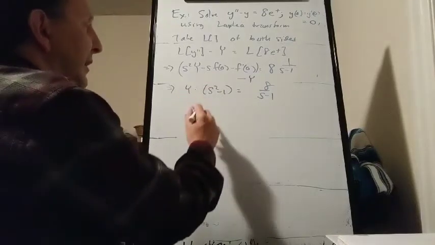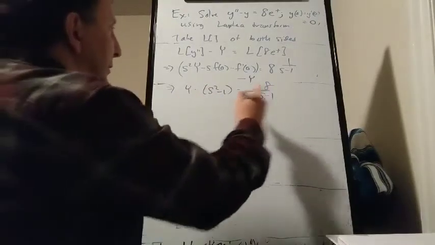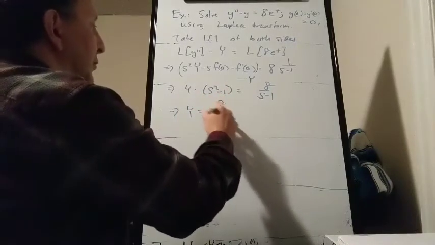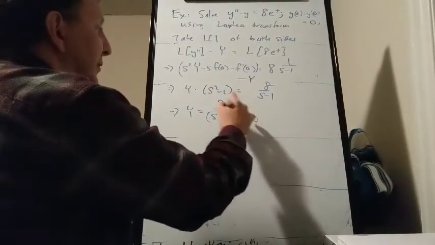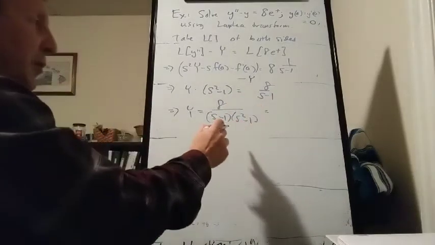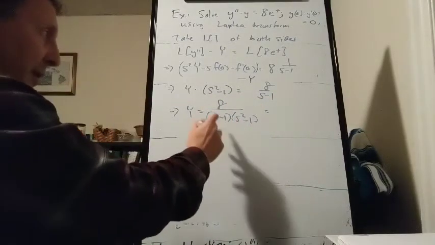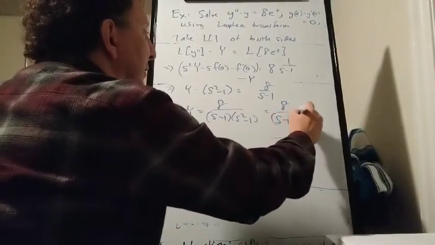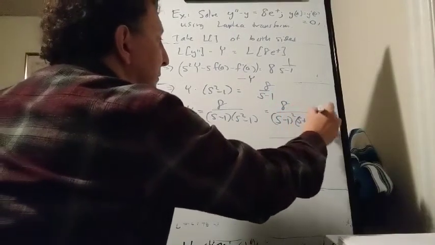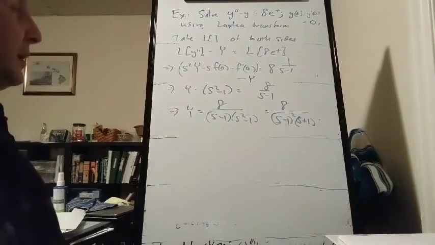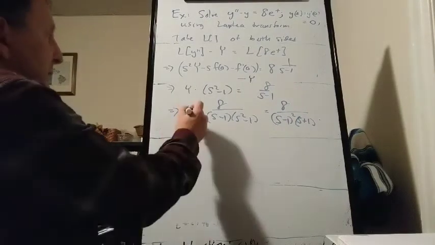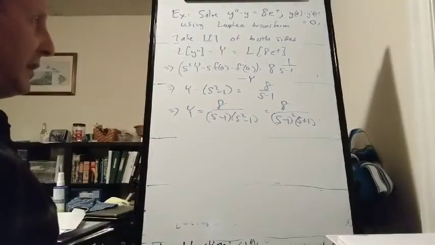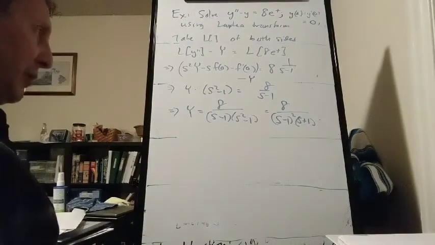So dividing by s squared minus 1, we have Y equals 8 over s minus 1 times s squared minus 1. S squared minus 1 is s plus 1 times s minus 1. So we're going to have two s minus 1s here: s minus 1 squared, s plus 1. Alright, now, so we've solved for Y, but we need to use partial fractions to take the inverse Laplace transform of Y.